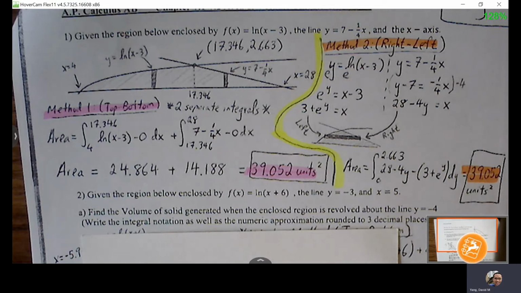I got 39.0526. So I did 39.0523. That's fine. Very good.